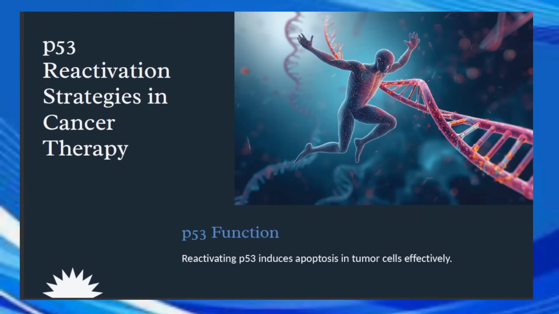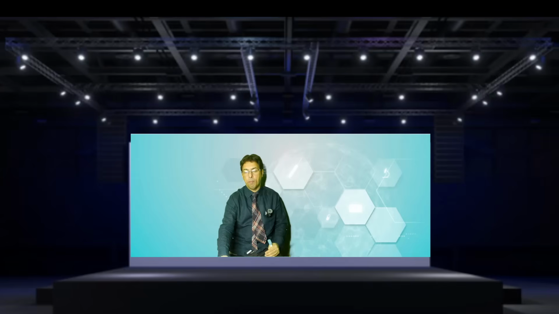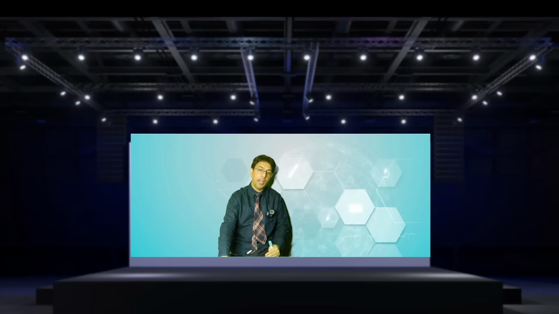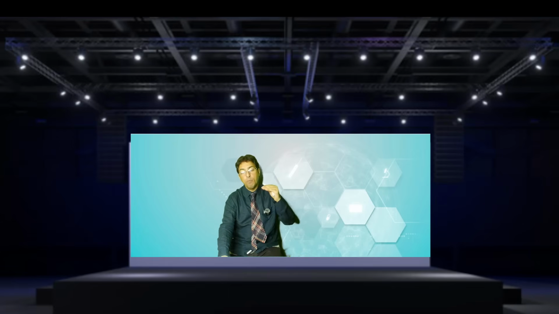Now, as far as P53 is concerned, it is called the guardian of the genome because it is one gene which is present on chromosome 17, and in more than 50% of tumors, what happens? Mutations occur in this P53 gene, and this is very, very important. Reactivating P53 induces apoptosis in tumor cells effectively. So we can detect the mutations in the P53 gene, and they help.